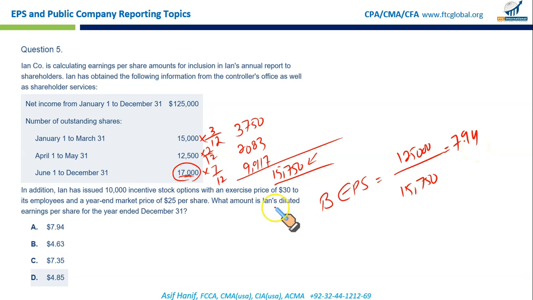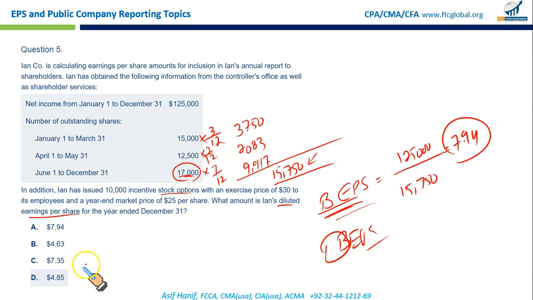Now the question says, what is the diluted earnings per share? This is the basic earnings per share as well as the diluted earnings per share, because these stock options are out of the money. They are anti-dilutive. So your basic earnings per share is your diluted earnings per share. The answer stays the same, 7.94, and that is A.